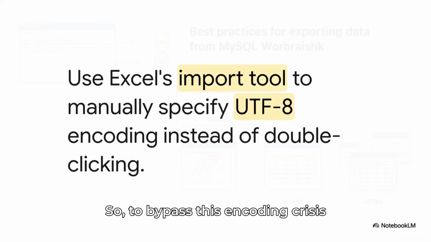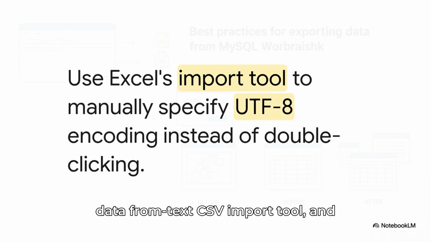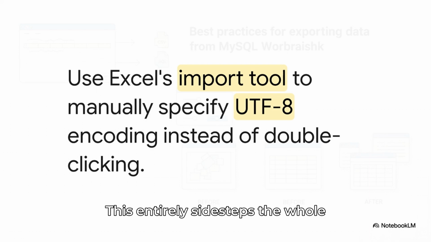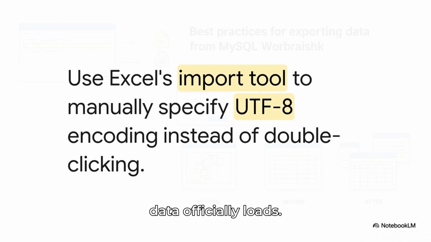So, to bypass this encoding crisis completely, the absolute best practice is actually training your stakeholders on what we call the Excel import workaround. Tell them straight up, do not double-click the CSV file. Instead, have them open a blank Excel workbook, use Excel's native Data from Text/CSV import tool, and manually specify the file origin as UTF-8. This entirely sidesteps the whole BOM issue, guarantees the formatting is preserved exactly as you exported it, and even gives them a preview window to adjust column formats before the data officially loads.